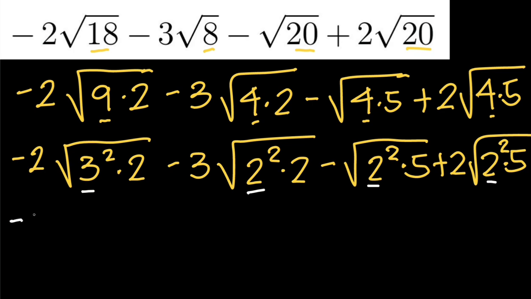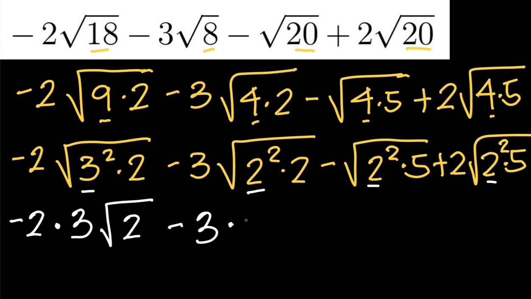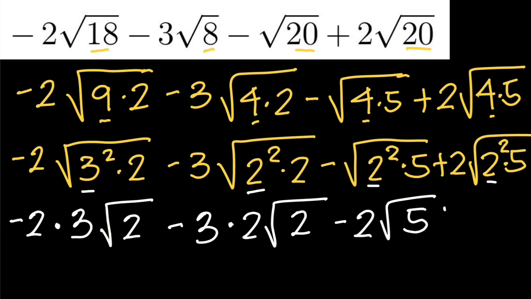So this is negative 2. Square root of 3 squared is 3. So we can write 3 outside of the radical. Then we're left with 2 inside the radical, so that is square root of 2. Minus 3 times the square root of 2 squared, which is 2. Then we're left with square root of 2, minus 2 square root of 5, plus 2 times 2 square root of 5. And then we can simplify this.